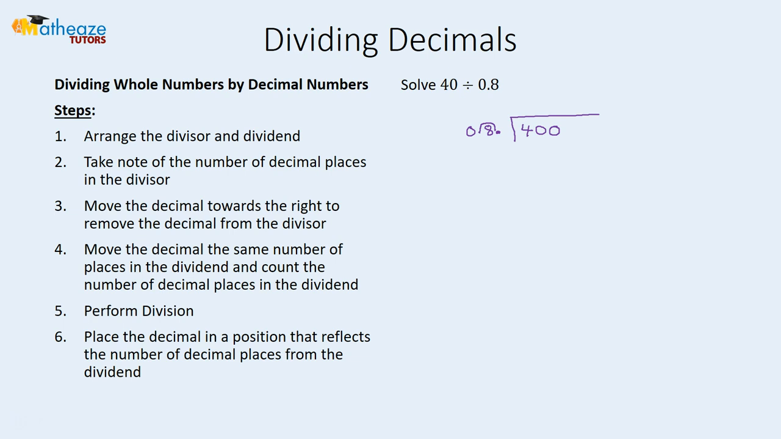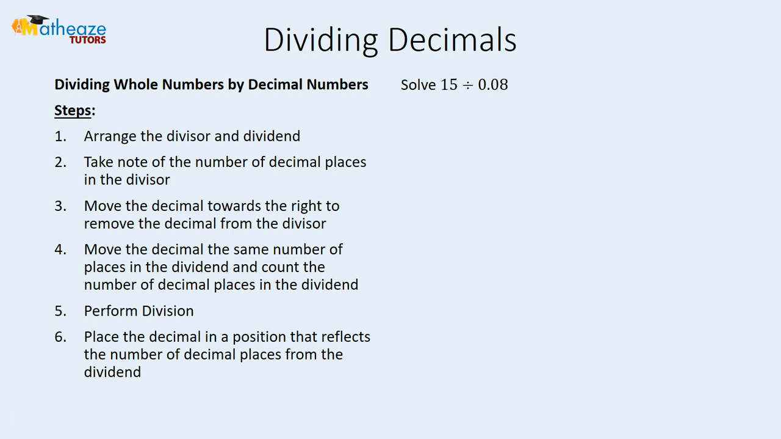So 40 divided by 8, we have 5. 5 times 8 is 40. Subtract, we get a 0. Bring down a 0 here. It's going to give us 0. And then we end with the zeros here. So we end up with 40 divided by 0.8 is 50.